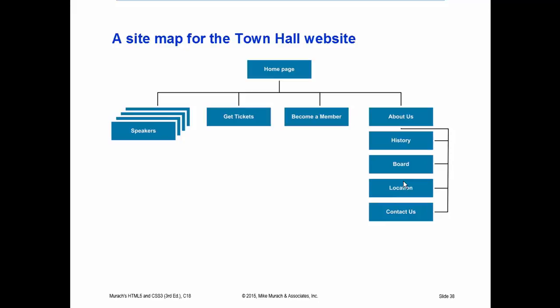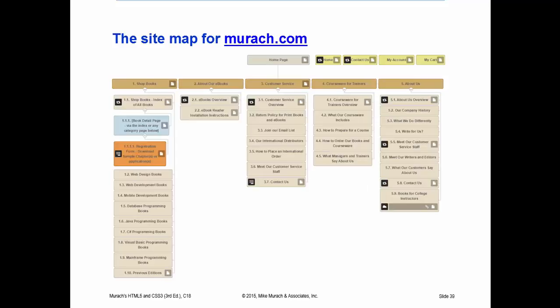The second level represents the links in the navigation bar, and everything below that is what you can access from those links. You can use a simple drawing program like Visio, or you can use a software product that exists for drawing sitemaps. We talked a little bit before about, and there's the sitemap for Murach's site.